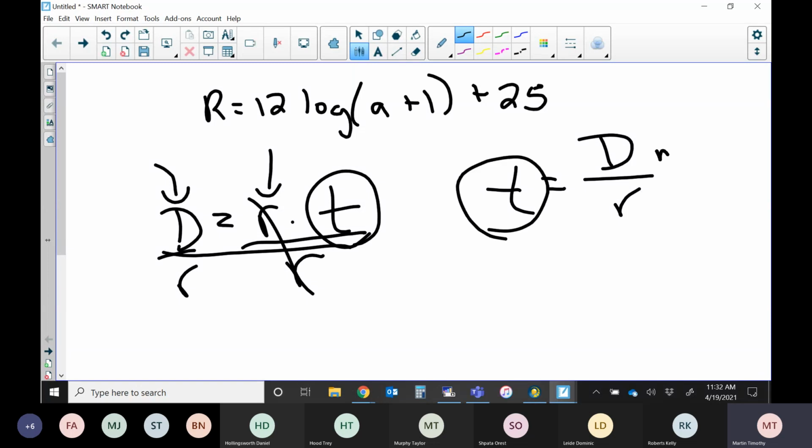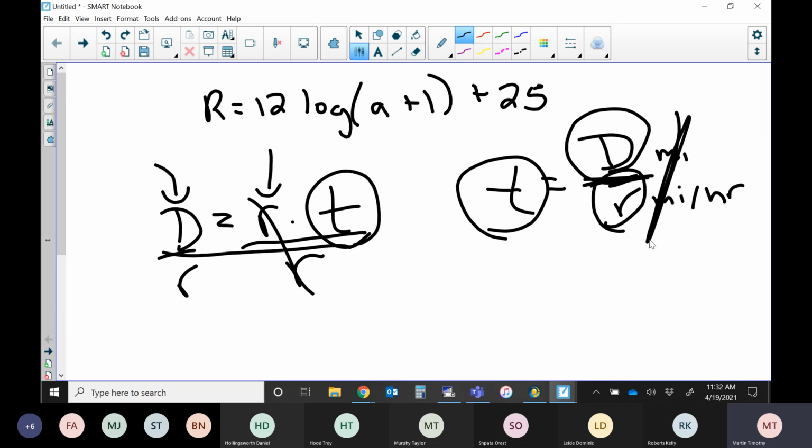By the way, distance, let's call it in miles. My rate would be miles per hour, right? Not only do these things cancel out and reduce to a different number, the miles cancel out, and that's why my time would be left in hours.